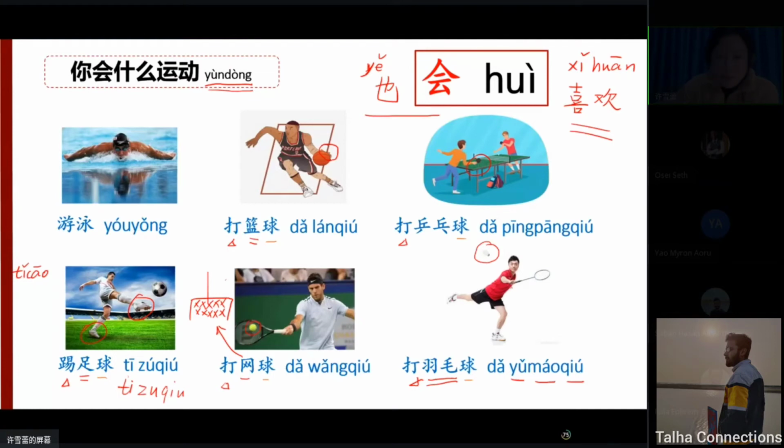Okay. Now, first of all, you should remember these expressions for different sports. And then you may talk about what you like and what you usually play. Okay. Yeah, you have the ability to do the sport.